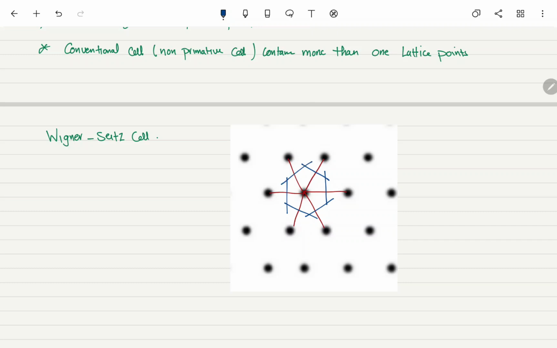Now the area, this area here, is called the Wigner-Seitz cell, and the number of atoms inside this cell is only one, this one here, the central one.